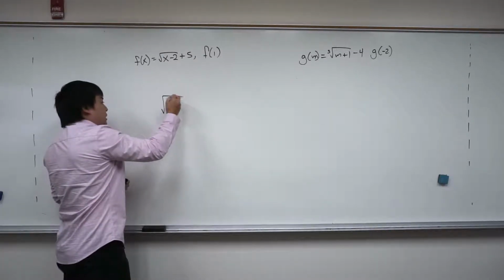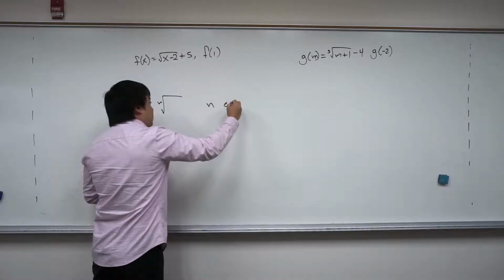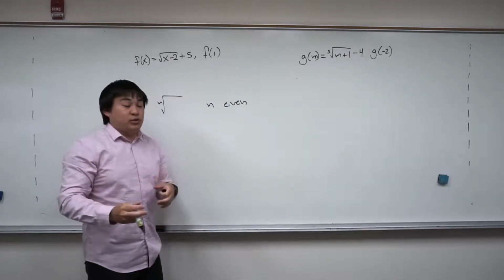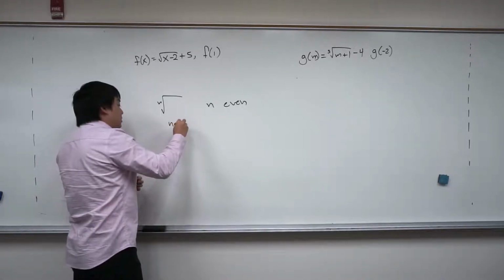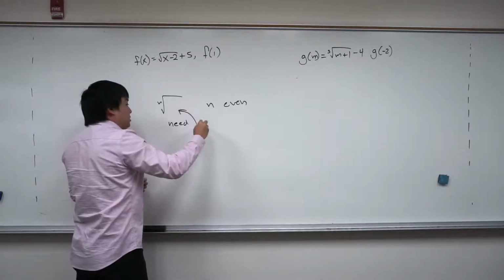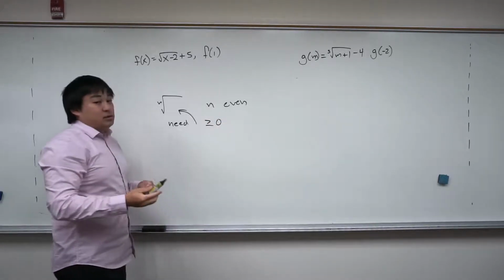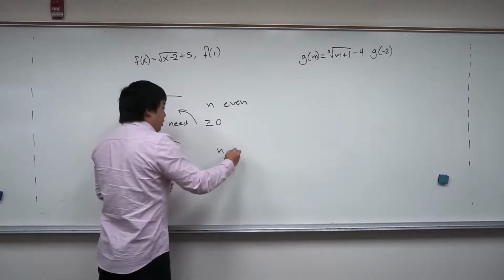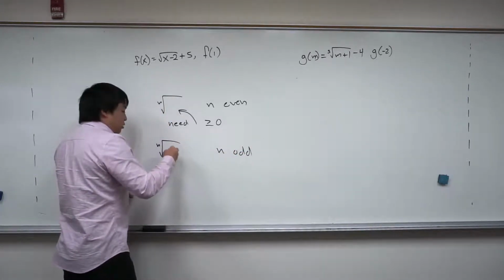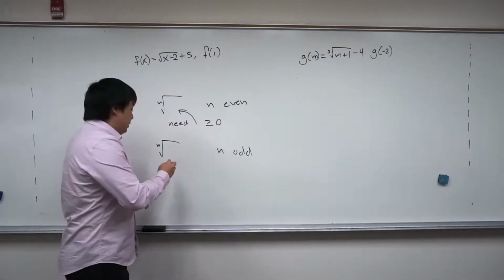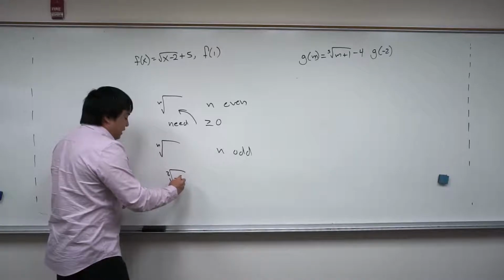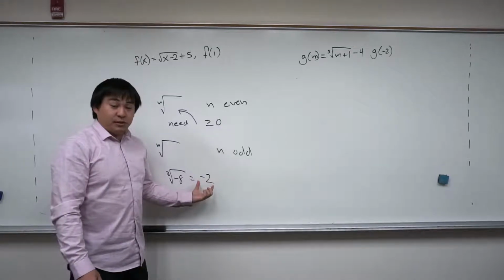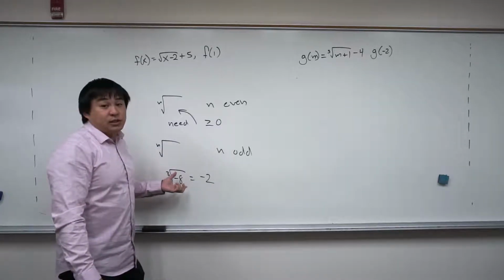So if we have something like this where n is even, then remember, this is something that we did at the very beginning where the domain has a restriction. So you need the inside here to be greater than or equal to 0. So it can be 0 or it has to be positive. If we have an odd n, then this part over here doesn't matter. Because, for example, the third root of negative 8 is negative 2, because negative 2 times itself 3 times gives you negative 8, which is on the inside.